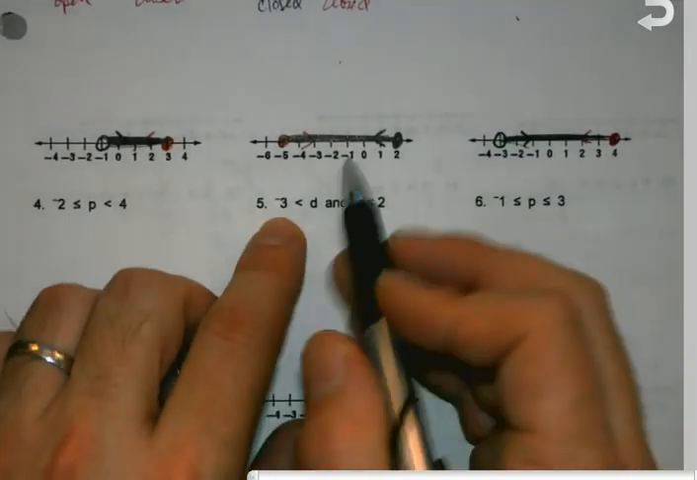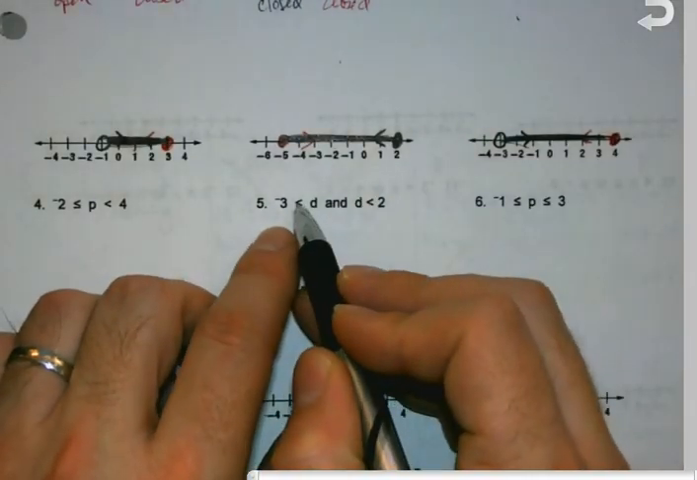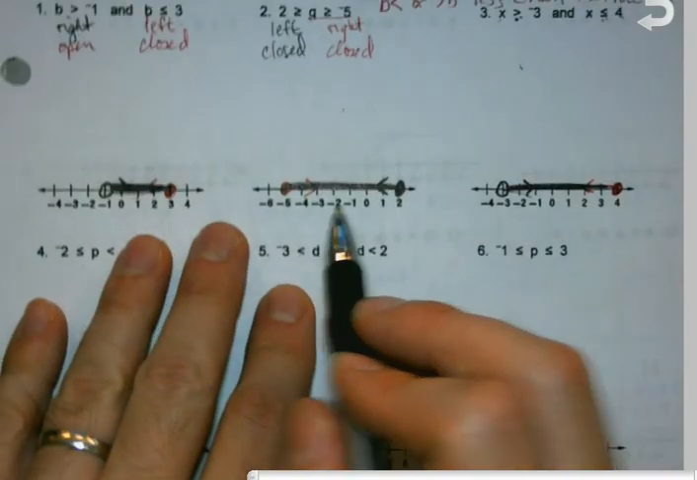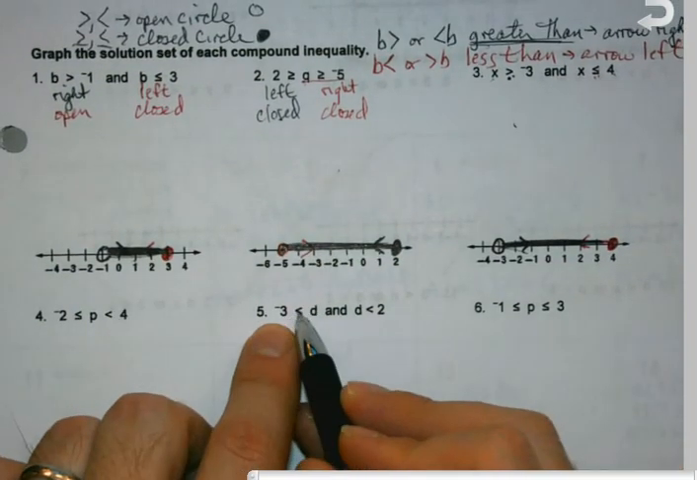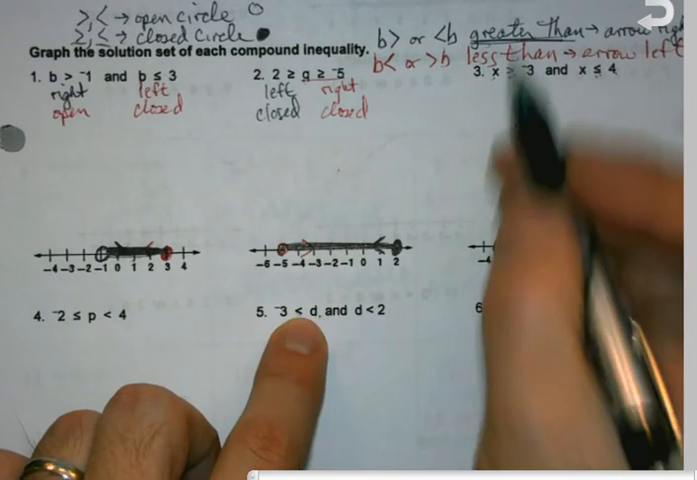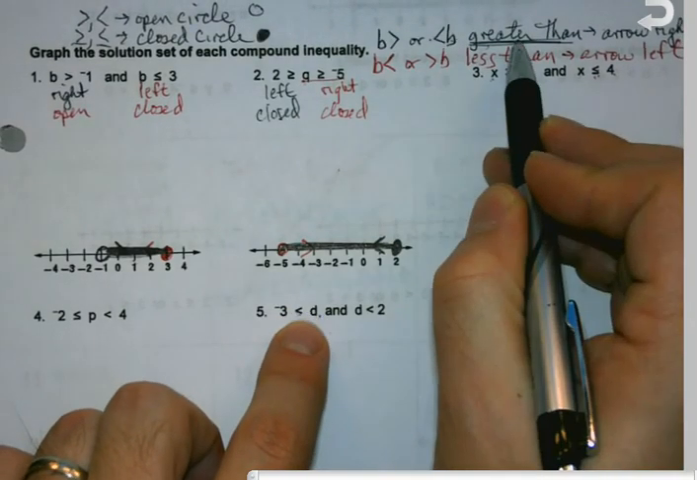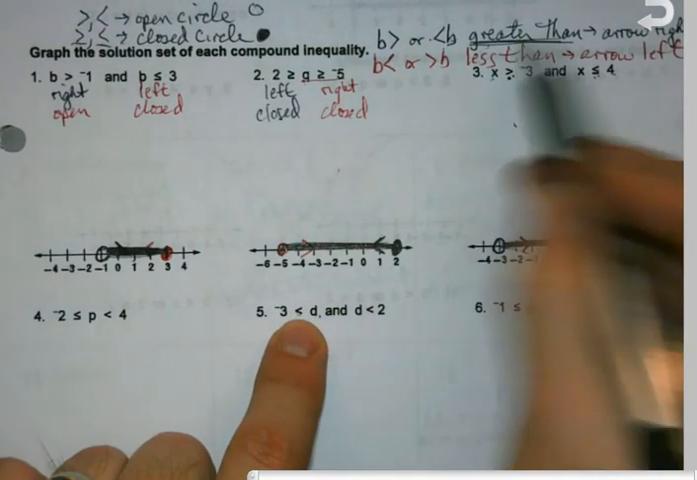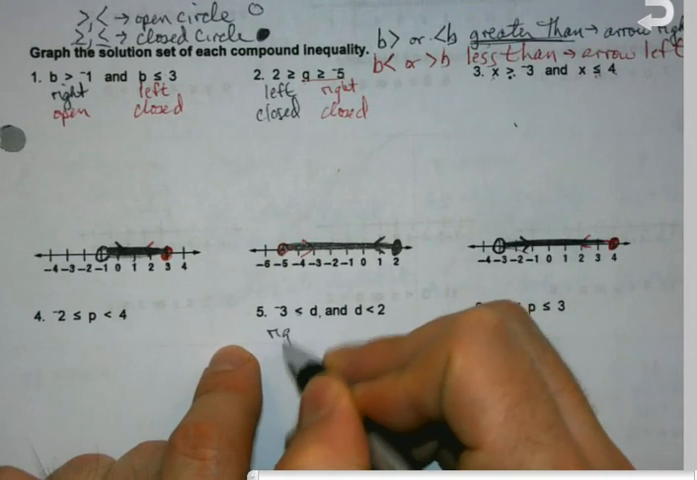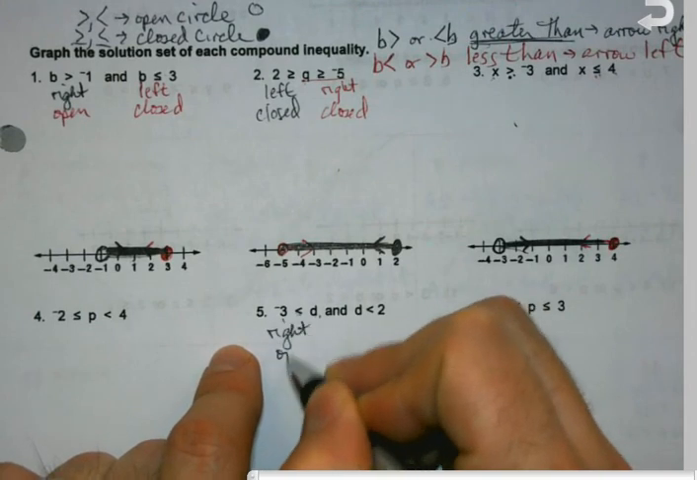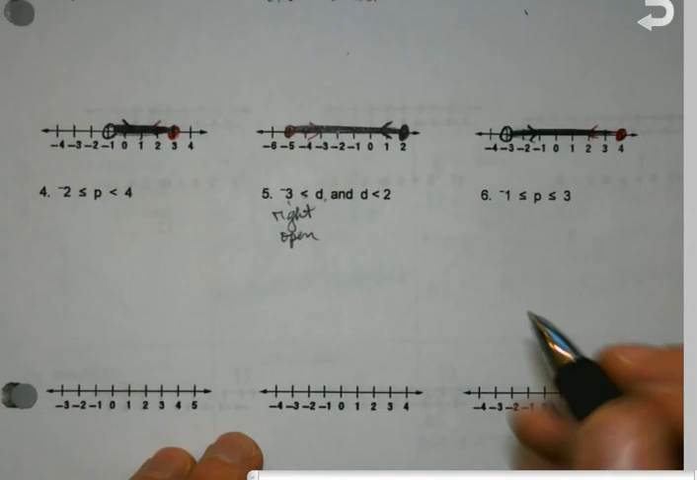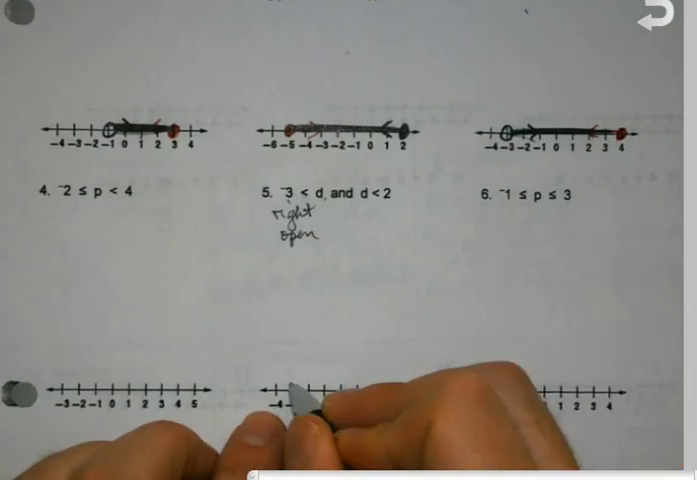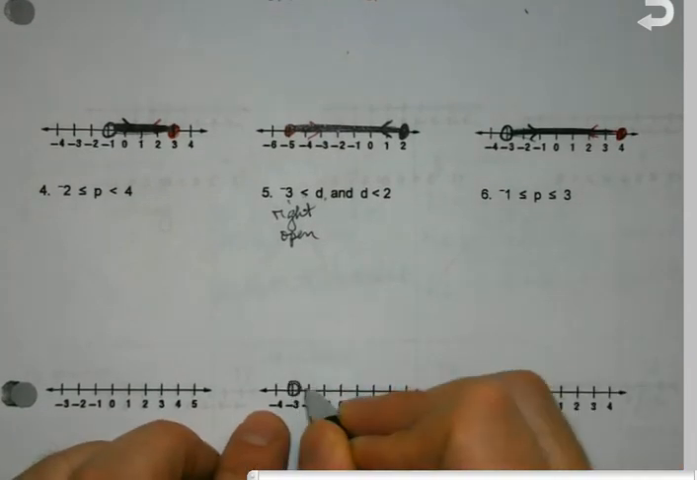This one. Now again, watch where your variable is. Let me bring this down a little bit. Watch where your variable is in regards to this. So here the arrow is eating D. So if the arrow is eating it, that's greater than. My arrow is going to go to the right, and it's going to be open. So I come down here and I go, okay, so -3, open, heading to the right.